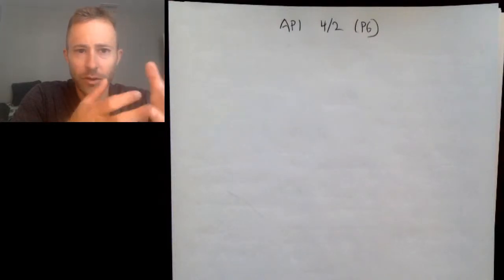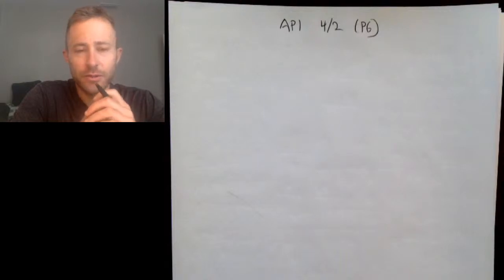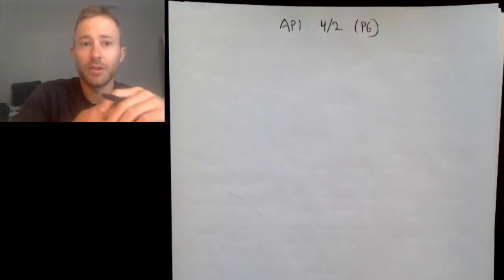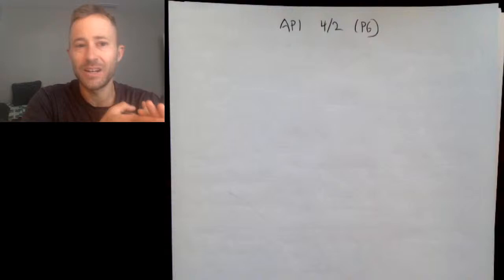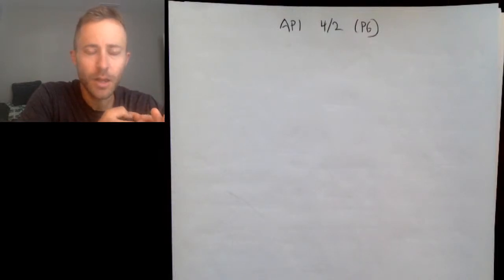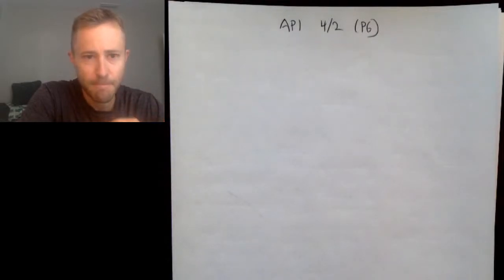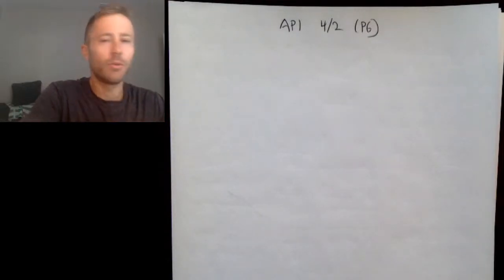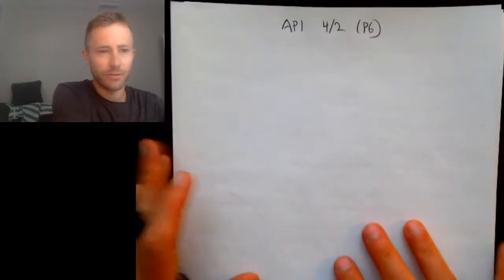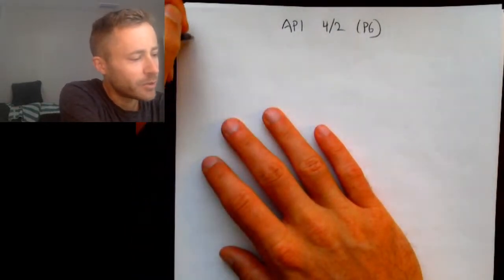One of the things that you might be asked to do on the AP Physics 1 exam is, number one, design an experiment. Or number two, you might be given experimental data and asked how would you interpret that data, okay? So what we're going to start talking about is experimental physics.